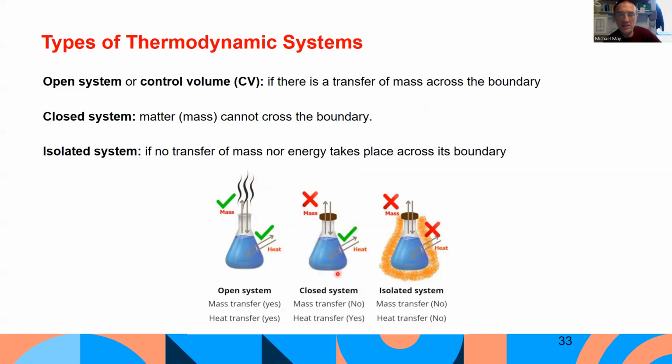Here with this vessel, what we've done is we've capped it. So although we heat the water up, it cannot leave. So that's regarded as a closed system because the matter, or the working fluid, cannot leave the boundary. And then an isolated system is where we cap it once again, but we also insulate it so that there's no heat transfer. So there's no energy crossing the boundary in any form.